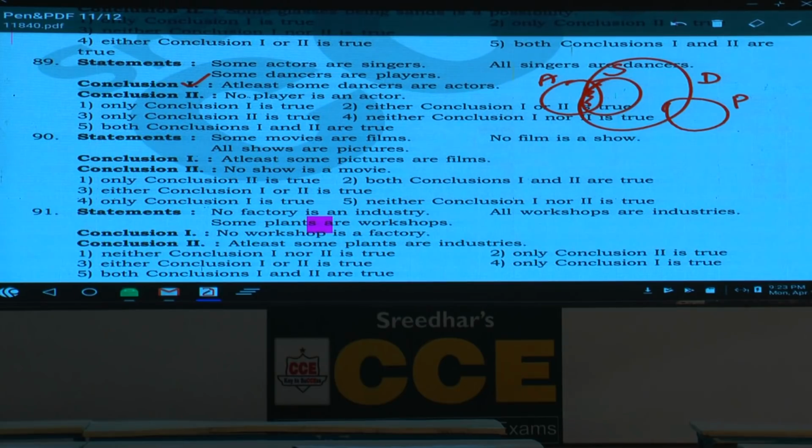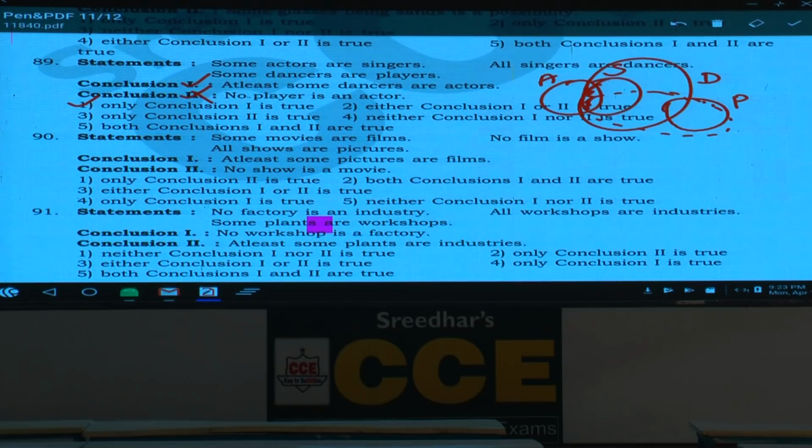Next one, no player is an actor. No player is an actor, player and actor, they are separate. That is definitely true. As it is definitely true, to make this one false, we need to draw an alternate diagram. Tell me whether I can draw like this or not. Yes, what happened to this one? Alternate diagram proven, this will be false. Then what is your answer? Only one follows. Only one, that is choice 1.